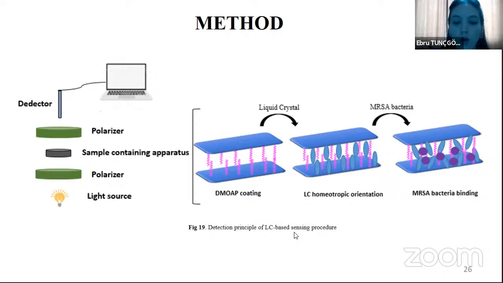Our method: firstly, the glass slides were coated with the DMAP alignment agent to enable homeotropic alignment of the LC molecules. And then LC molecules were assembled on the DMAP coated glass slides. The LC molecules were vertically aligned. When the bacteria bind to the DMAP coated surface, the homeotropic alignment was disturbed. This change of the LC molecule orientation was observed under the microscope.